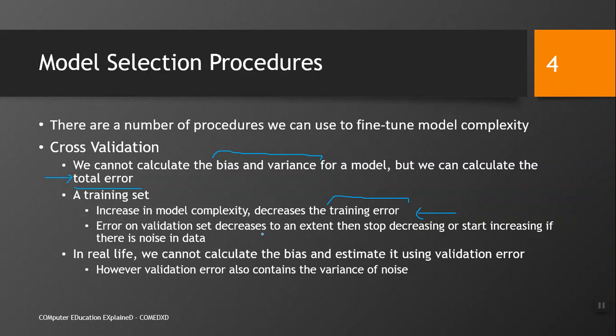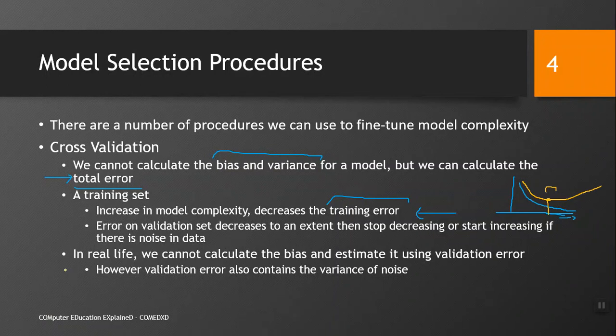Error on the validation set decreases to an extent, then stops decreasing or starts increasing if there is noise in the data. For example, as we have seen in the previous lectures, with the model complexity the training error reduces, right? This is the model complexity along the x-axis, and this blue line is shown for the training data set. However, for the validation data set, the error reduces up to some extent and then it starts increasing. So this is the optimal point, which is basically the good fit point.